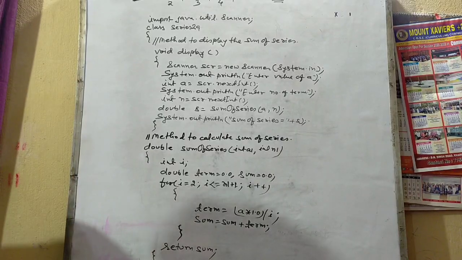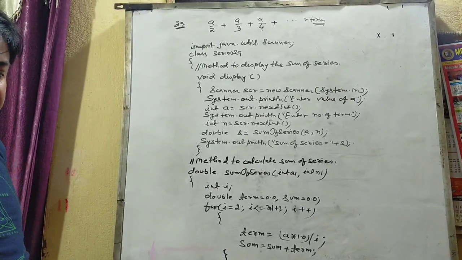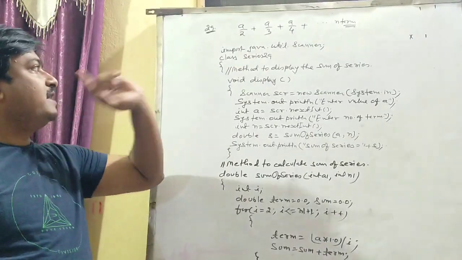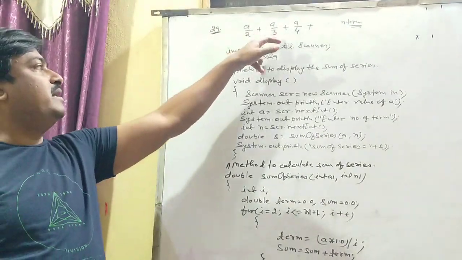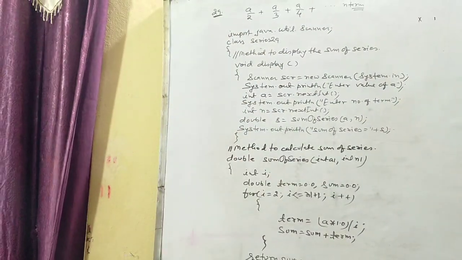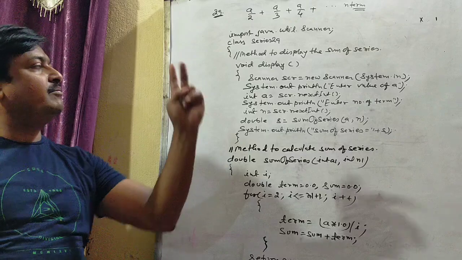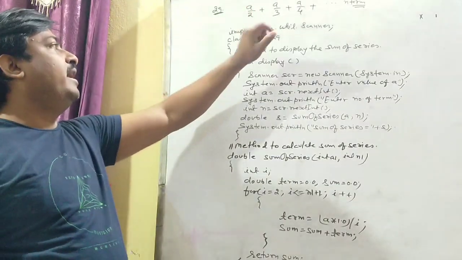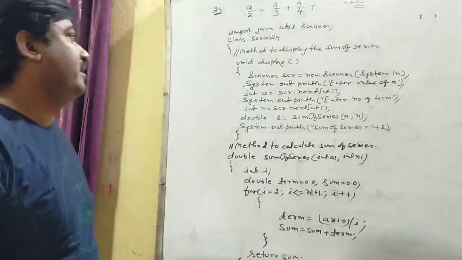Hello student. Now I am explaining question number 29, that is, write a program to find the sum of series a by 2 plus a by 3 plus a by 4 till n terms. Student, in this program we have to input two values. The first value is for a, and the second is for n.